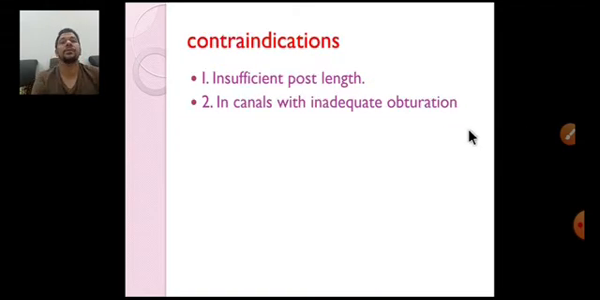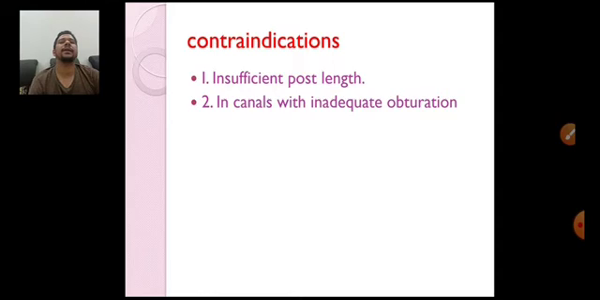Now let's talk about the contraindications. In some teeth, due to resorption of the root or something, the root length or the post length may be insufficient. The length may be very low. So in that case, the post length may be low and the crown height would be more. So that case would have a poor prognosis. So it's not advisable to go for a post and core in such cases. It's always better to give just a crown.